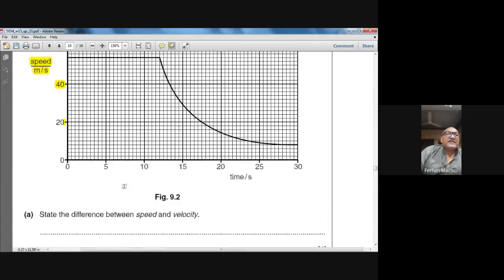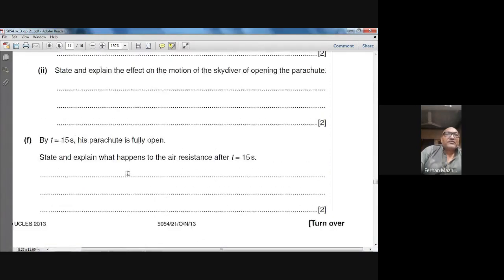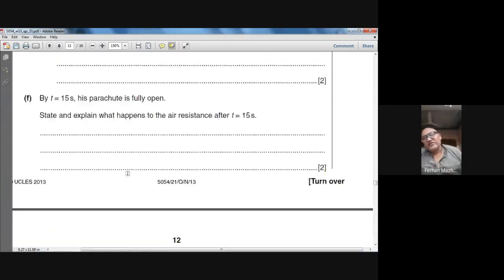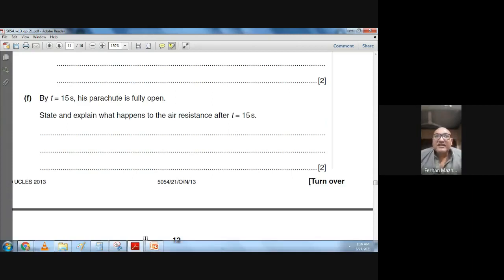The question is basically what happens to the air resistance. After t equals 15 seconds, the speed of the skydiver or parachutist is slowing down. When the speed slows down, the air resistance acting on the skydiver will also decrease, because his speed is decreasing. The air resistance depends upon your speed. If you slow down, the air resistance experienced by the skydiver will decrease. Let me read you my answer, and then we will check the marking scheme.